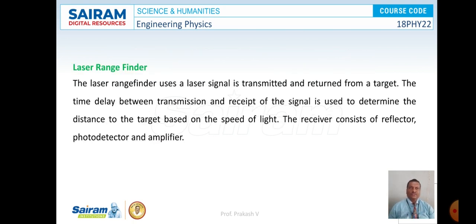And one more is the laser range finder. This is an application that we find in defense. In defense, it is important to have accurate data about the distance of the enemy target. Laser rangefinders are the best suited equipment to serve this purpose.